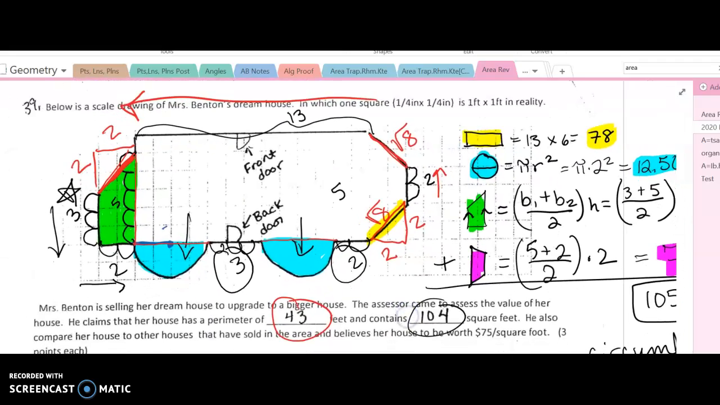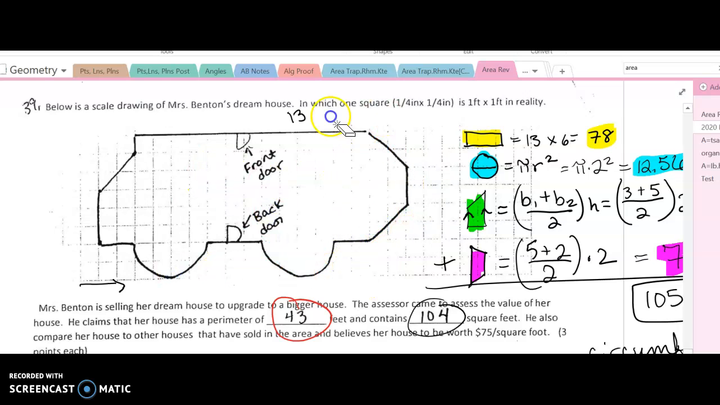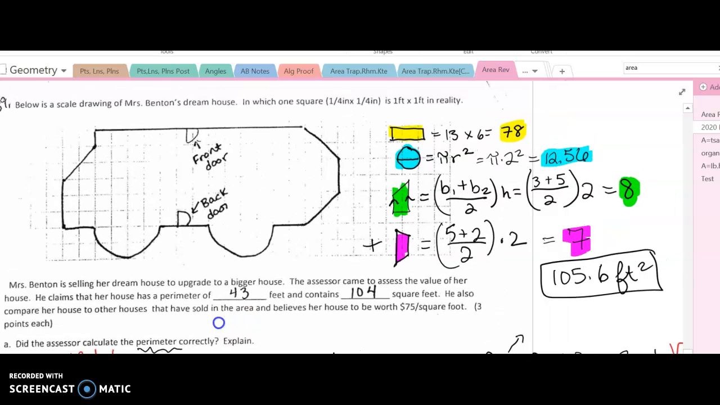Ah, yes, the good old perimeter and area problem. So let's start with, I got a lot of stuff going on in this picture. All right, I'm going to start with the area. I know that's actually part B, but I already have it worked out over here to the side. So let's look at where Miss Benton came up with these numbers.